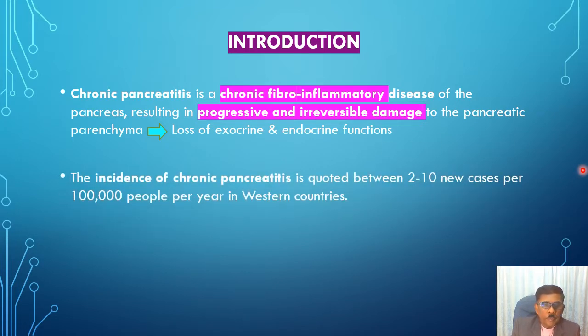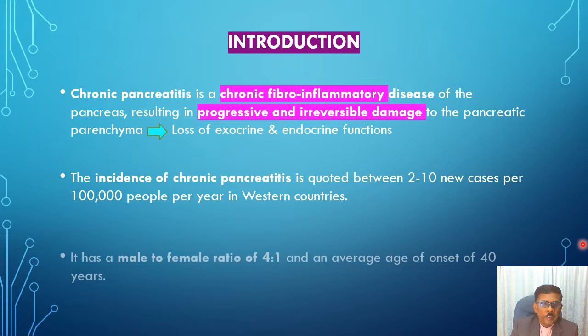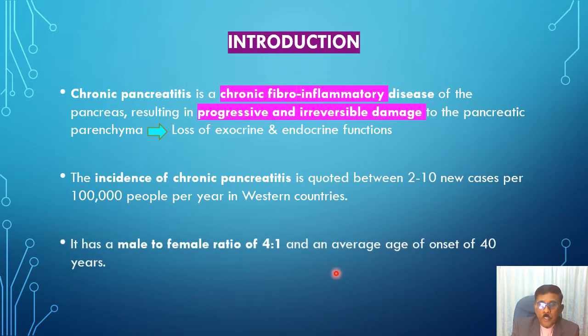The incidence of chronic pancreatitis is quoted as between 2 to 10 new cases per 100,000 people in Western countries. It has a male to female ratio of 4:1 and an average age of onset of 40 years.